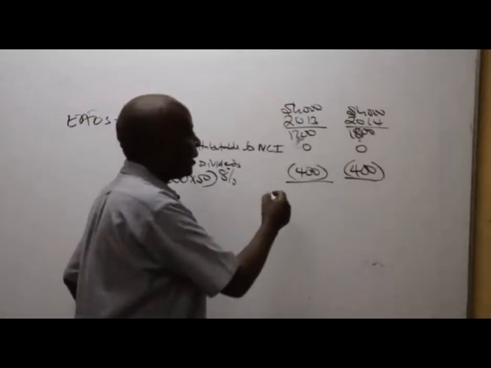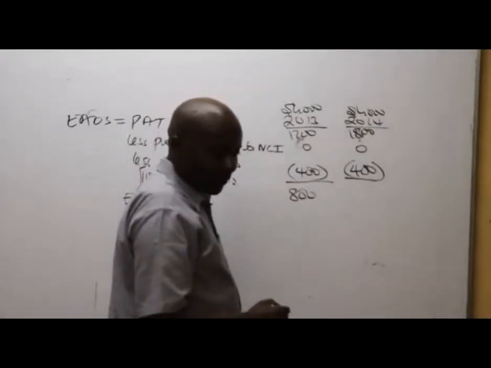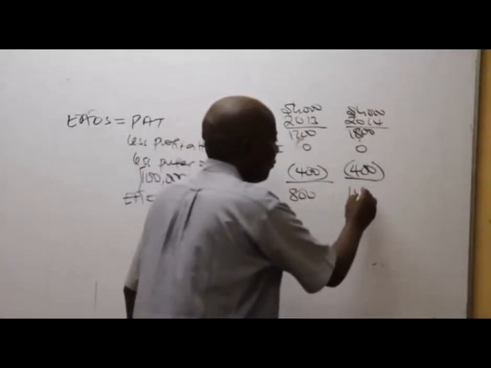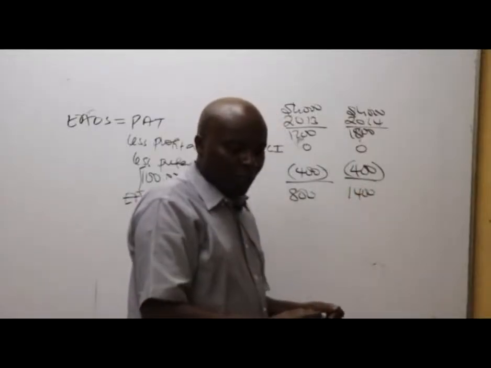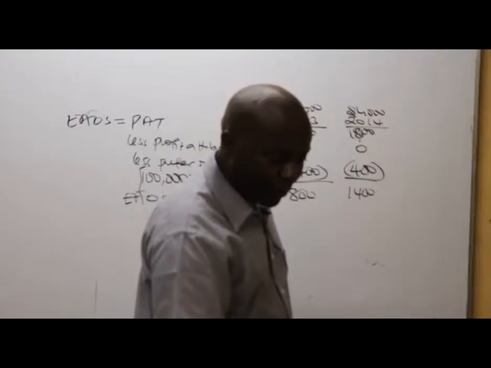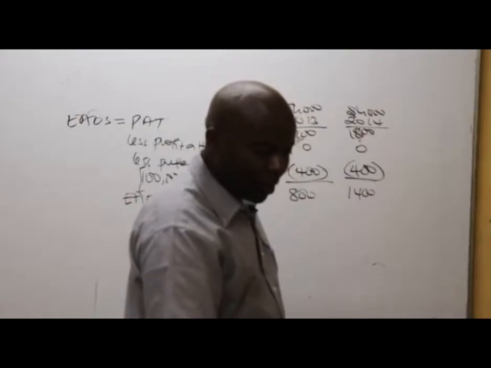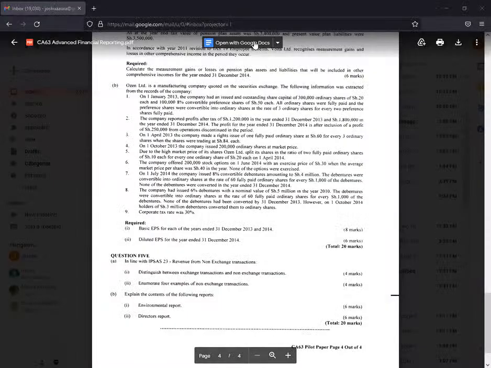So this one I'm pretty much aware that it is 800, right? And 1400. I can see good questions here. How about irredeemable? Not convertible.